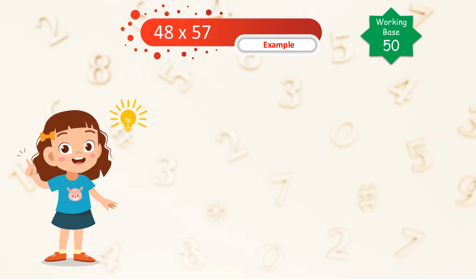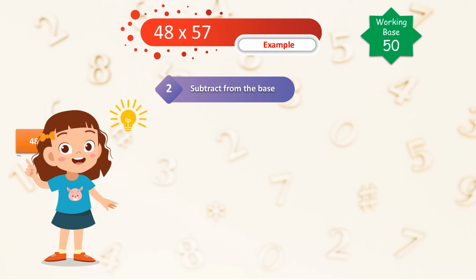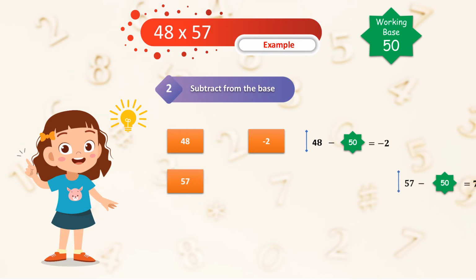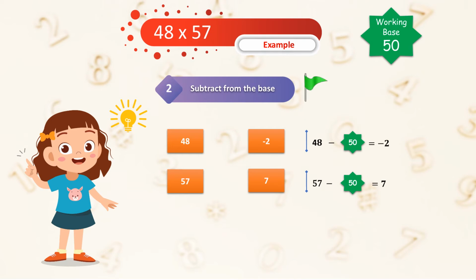In step 2, we are going to subtract the numbers 48 and 57 from our working base. So if you take 48 minus 50 equals minus 2. 57 minus 50 equals 7. So that's the end of step 2.